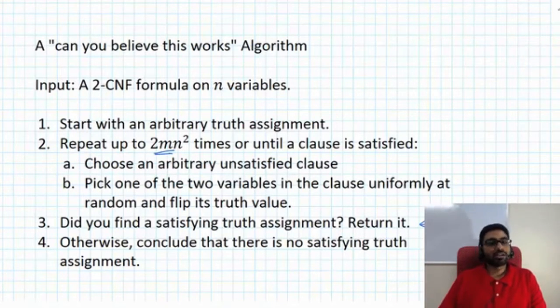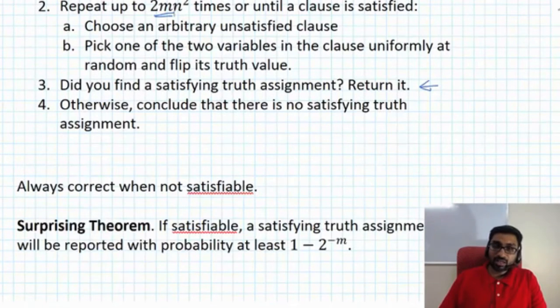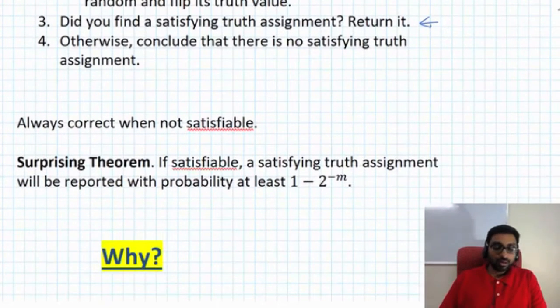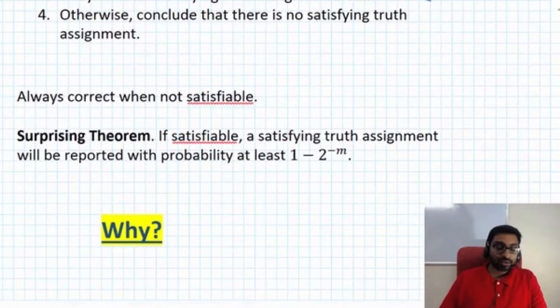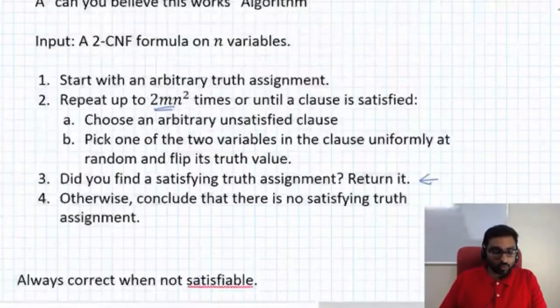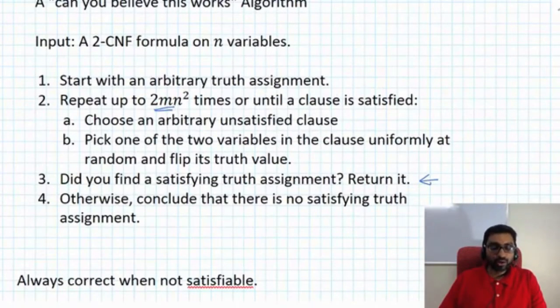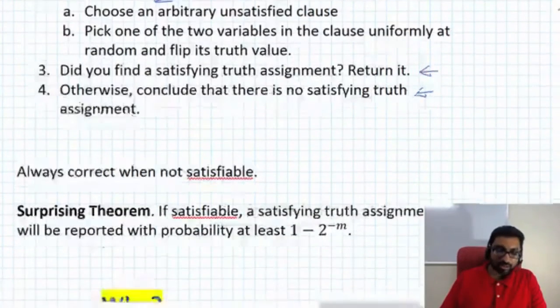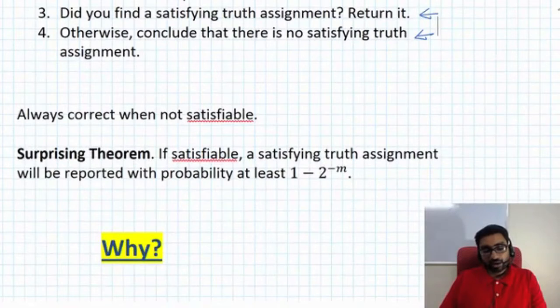And this is where it seems a bit magical to me. So let's make some statements about this algorithm. First of all, it's quite clear that it's always correct when there is no satisfying truth assignment, because in that case, we will always be exiting this loop having not found a satisfying assignment, and so we would be executing line 4 and saying that there is no truth assignment. So that's not very surprising. The surprising part comes when we have a satisfying assignment.